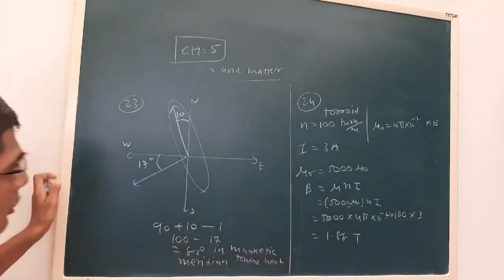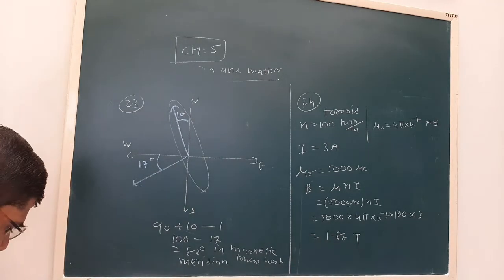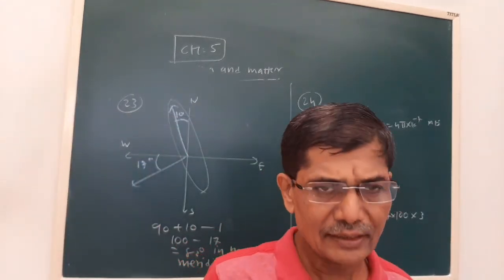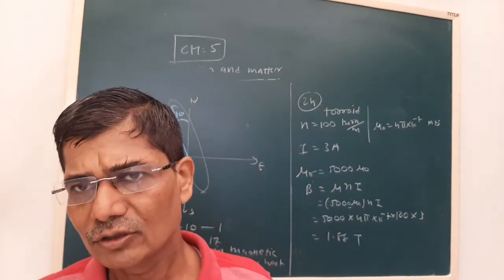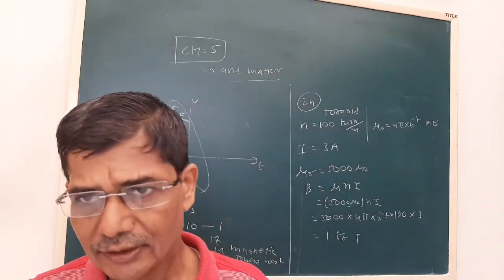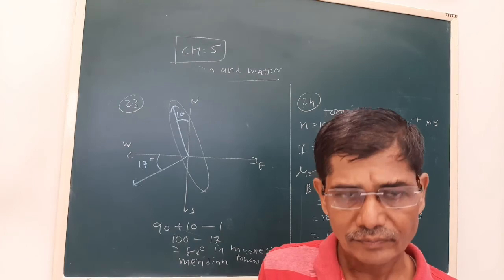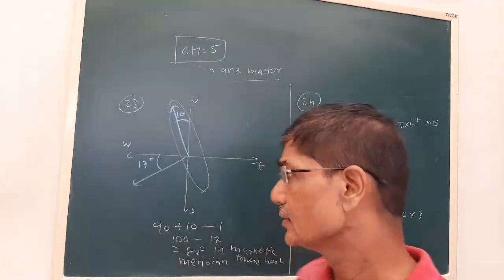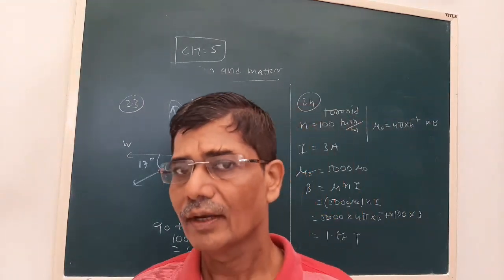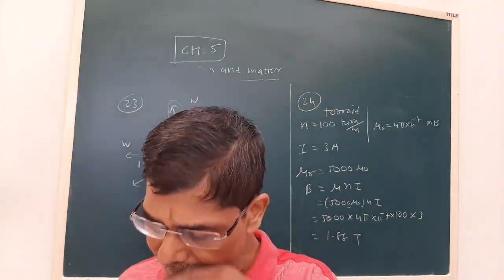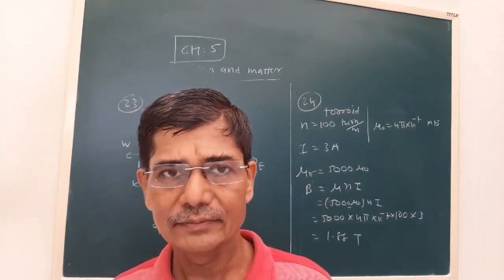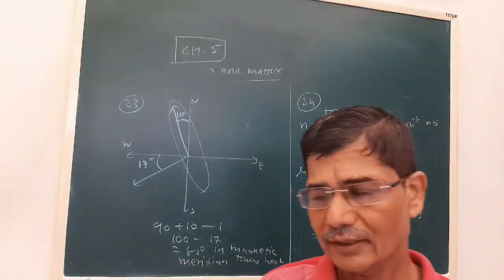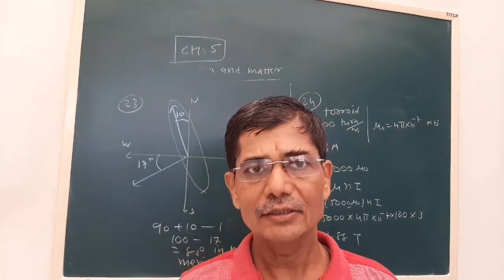1.88 Tesla. Okay, now as we have discussed earlier, these are some basic MCQs which use the equations we used in lesson number 5. So that will be useful to us in solving other MCQs. Now see, we have completed the theory part, the exercise numericals and the MCQs. Okay, next time we'll start a new lesson. Thank you.